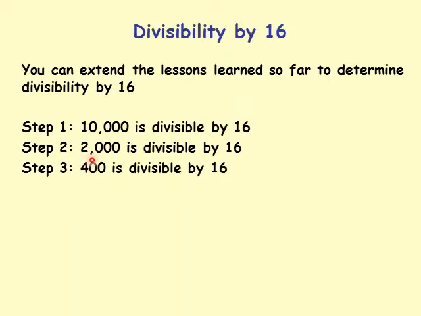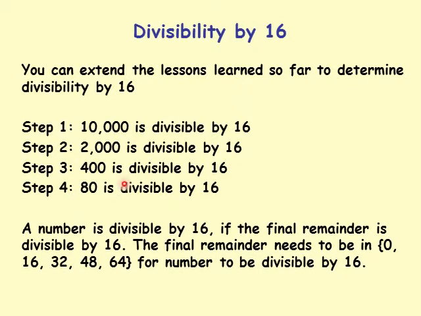Let's continue. Then we know that 400 is divisible by 16. Then, with any remainder left from dividing by 2,000, I take out all the 400s I can, and whatever is left over is the remainder of dividing this remainder by 400, and now we need to worry about whether that is divisible by 16.